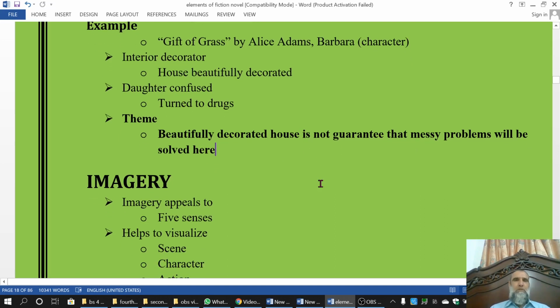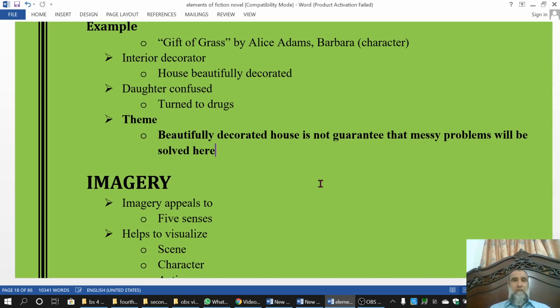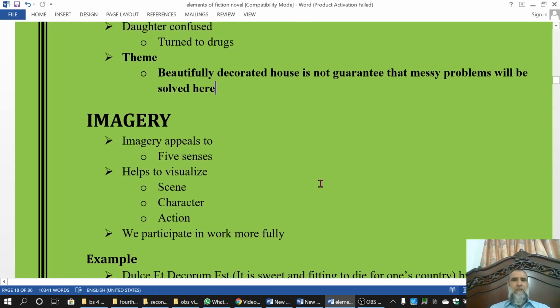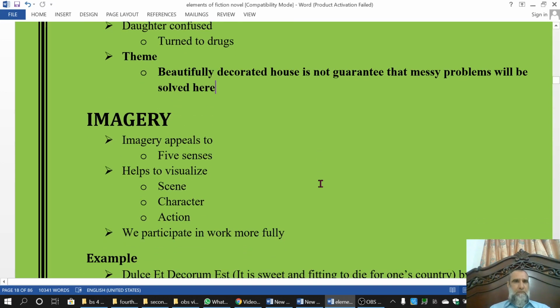This is the theme which you get from there, and you have to infer the theme. You do not get the theme automatically from there. Imagery is our next topic.